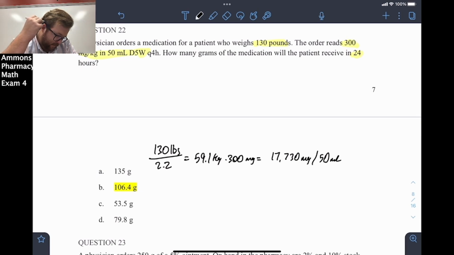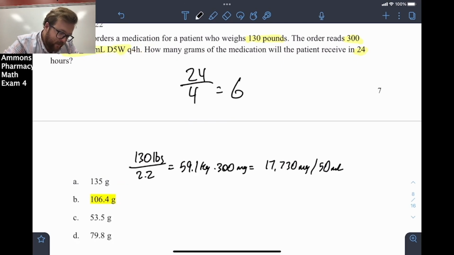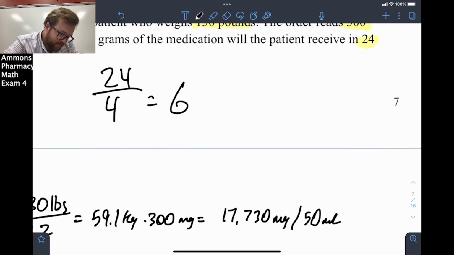Every 4 hours. Okay. So how many times does every 4 hours happen? 24 divided by 4. That's 6 times a day. So I need to do my 17,730 times 6. Whoa, that's a large number.